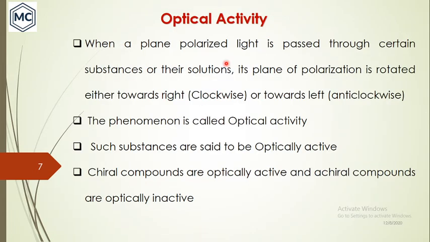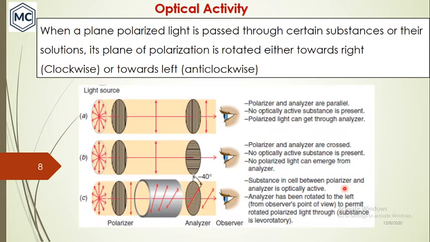And optical activity: when plane polarized light is passed through certain substances or solutions, the plane of polarization is rotated either towards the right, that is clockwise, or towards the left, anticlockwise. The phenomenon is called optical activity. Such substances are said to be optically active. Chiral compounds are optically active, and achiral compounds are optically inactive. So optical activity can be demonstrated like this. When plane polarized light passes through a certain substance or solution, its plane of polarization is rotated either towards the right or towards the left.